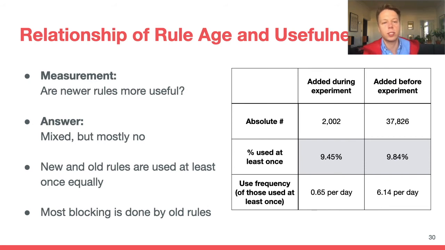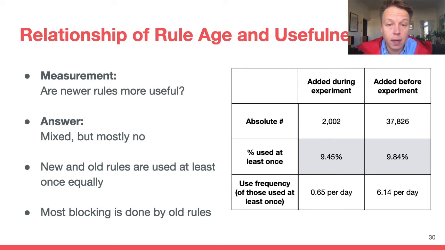Next, we want to see if there's a relationship between how old a rule is and how useful it is. And so we're trying to answer here, are newer rules more useful? And the answer ends up being a little bit mixed, but mostly no. And the reason here being, during our study, there were 2,000 rules that were added to EasyList during the 74 days of the study. Of these, about 10% or 9.5% of the 2,000 rules were used once, which is roughly similar to the number of pre-existing rules in EasyList that were used at least once during the study. So about 10% of rules that existed before the study were triggered at least once during the experiment.